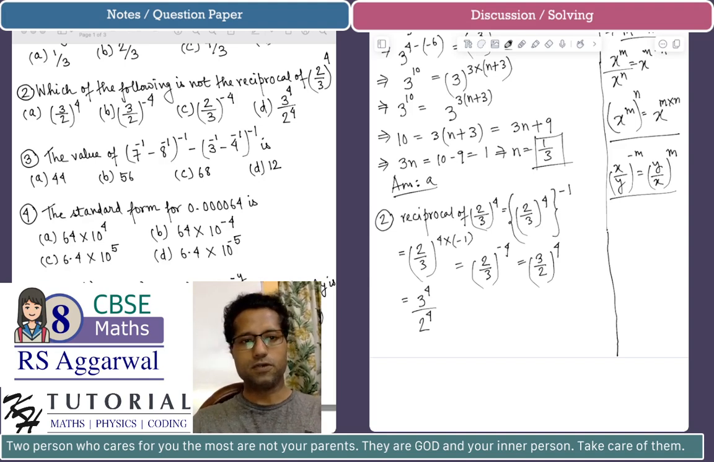The first option A is clearly this one, (3/2) raised to the power 4. So it is correct. It is not... we have to choose which is not the reciprocal. That is the incorrect result we have to choose. So A is not the correct choice, but the value given in A is indeed the reciprocal of the given number.